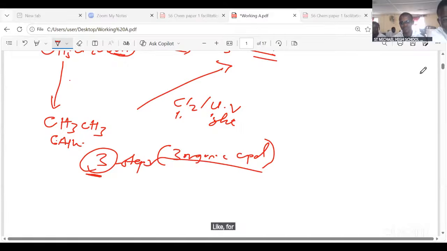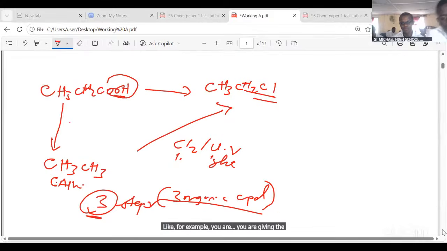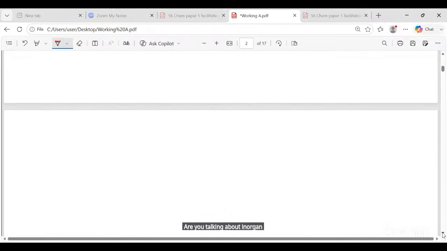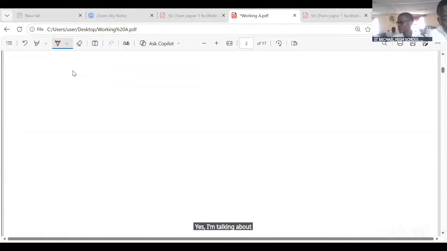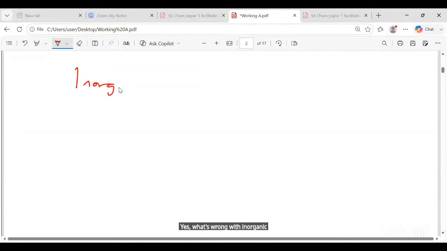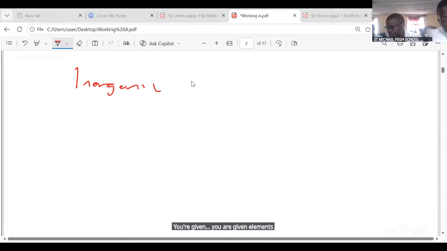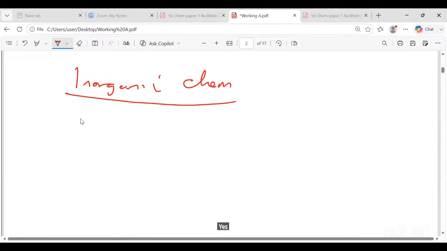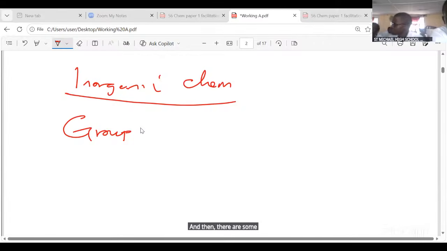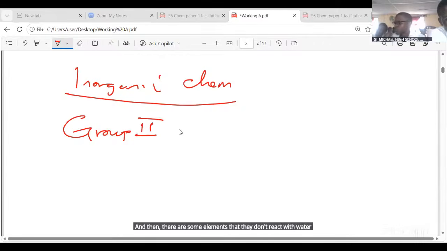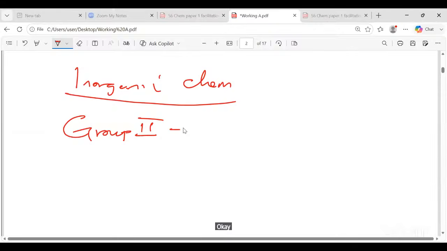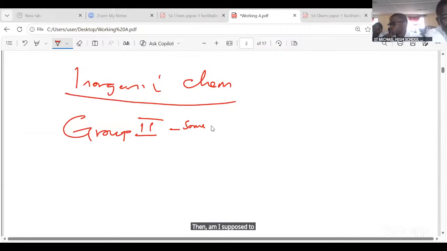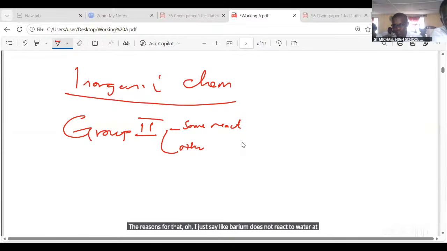Like for example, you are given a question about inorganic chemistry. Yes, what's wrong with inorganic? You are given elements of group 2. Yes. And then there are some elements that don't react with water. Okay. Then am I supposed to give the reasons for that, or I just say like beryllium does not react with water at any conditions?